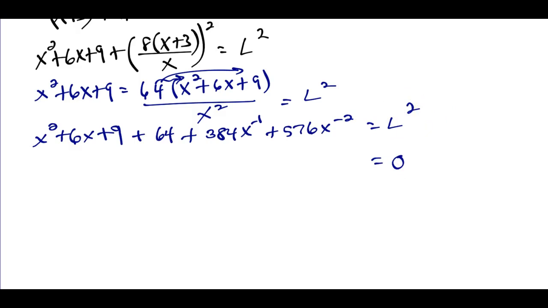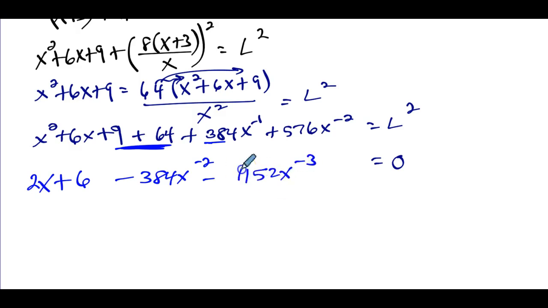of the ladder, which is a constant. It's not changing, and the derivative of a constant is always 0. And the derivative of this constant will be 0 too. So 2x plus 6 for the derivative minus 384x to the negative second. Whew. Minus 1152x to the negative third.